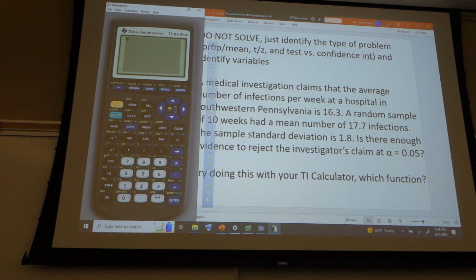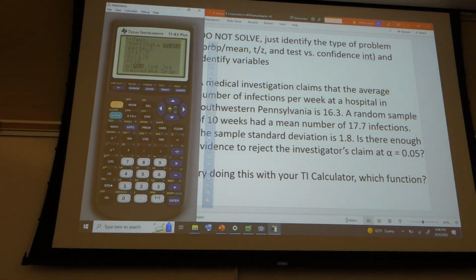Okay, so I'm going to go to stat, over to test, and I want the t-test. Do I have data, a whole bunch of data, or do I have statistics? Statistics. Great. So my mu naught, what's in my claim? 16.3. And my x bar is 17.7. My s is 1.8. What's my sample size? n is 10. Terrific. And then my H1 would be not equal to.